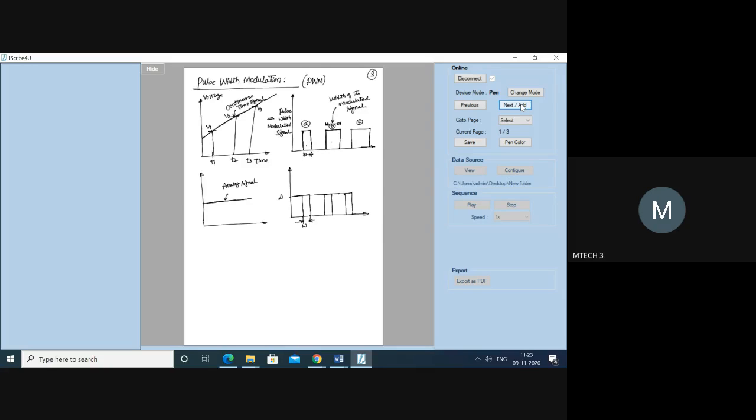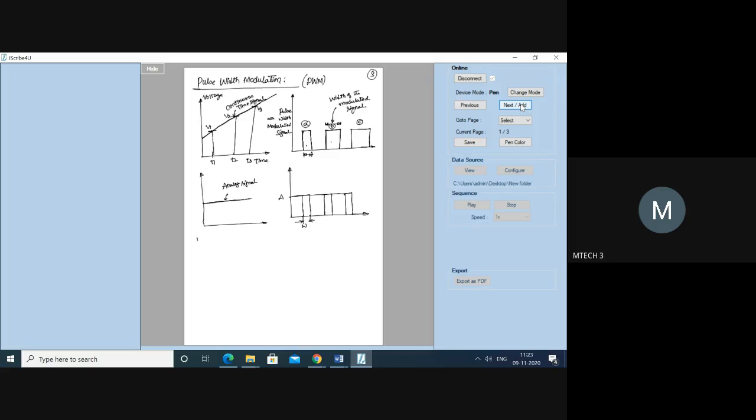Because in the previous diagram, what is going on? The voltage level is increasing. Are you understanding? In pulse width modulation, please understand, the amplitude of the signal is constant. The amplitude of the signal is constant. But what is varying? The width of the signal is varying.